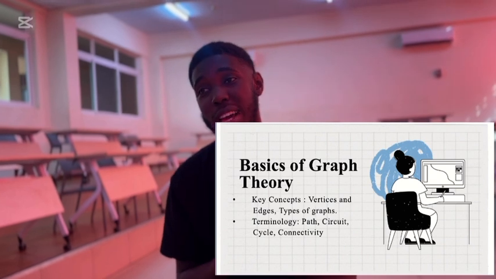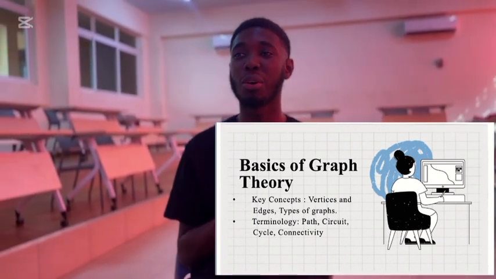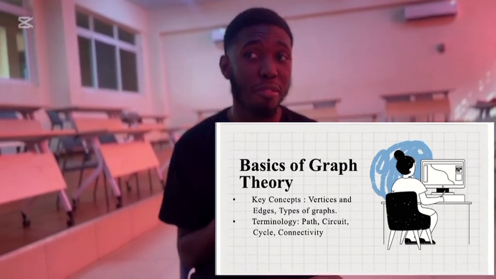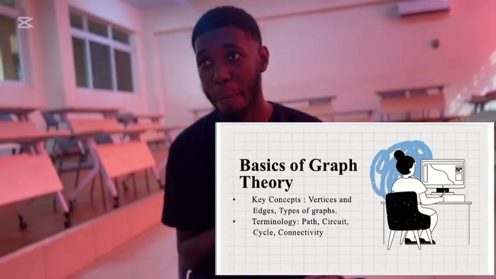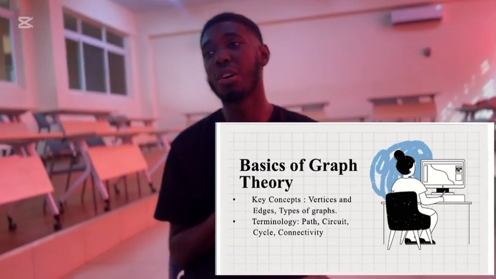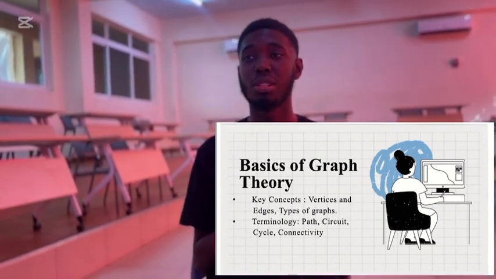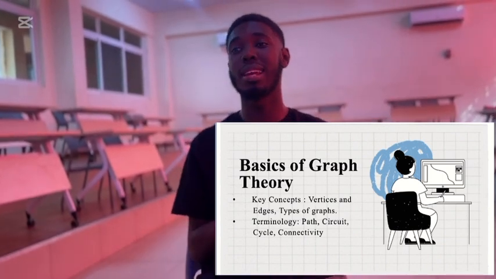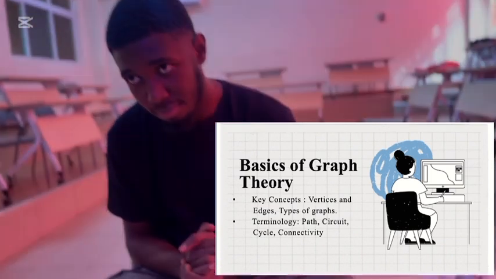Now a cycle is a closed path where the first and last vertices are the same, but all intermediate vertices are distinct. Connectivity: a graph is connected if a path exists between every pair of vertices, otherwise it is disconnected. The foundational concepts in graph theory are crucial for modeling and analyzing social networks. By understanding the different types of graphs and their properties, we can better study the relationships and structures within these networks. Thank you. Applications of graph theory in social networks.